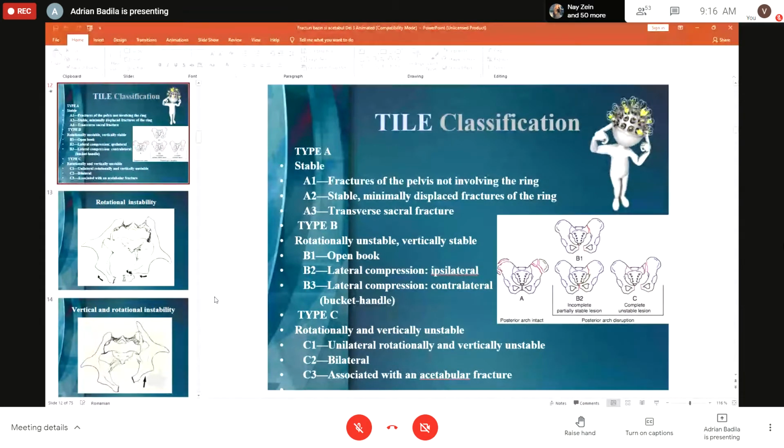The type C fracture is a fracture that is rotationally and vertically unstable. And we can have a C1 fracture, which is unilateral, rotationally and vertically unstable. That means that all the fractures are on only one side. The C2 is a bilateral fracture. We have fractures of the pelvic ring on both sides, on the left one and then the right one. And the C3 fracture is a fracture which is associated with a fracture of the acetabulum.